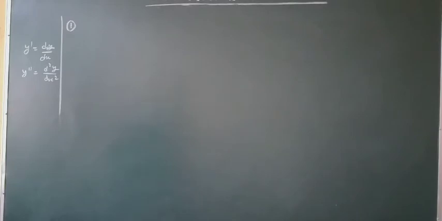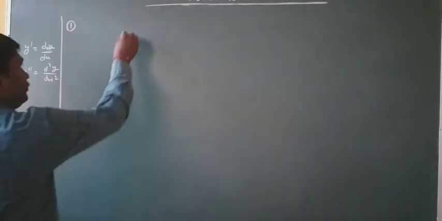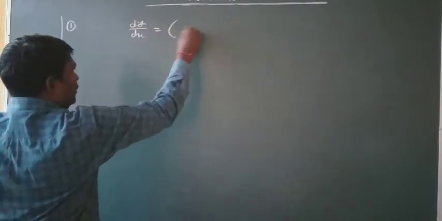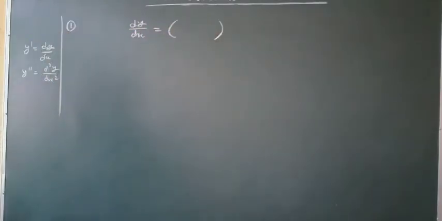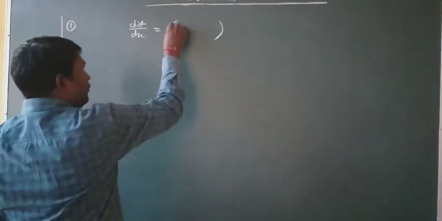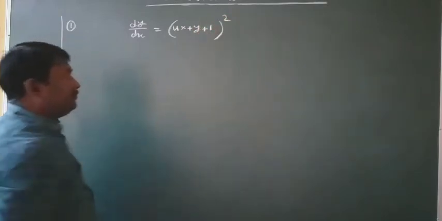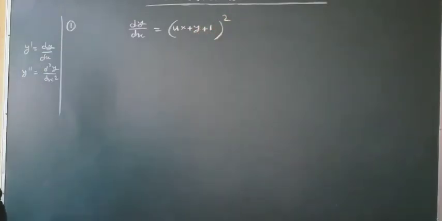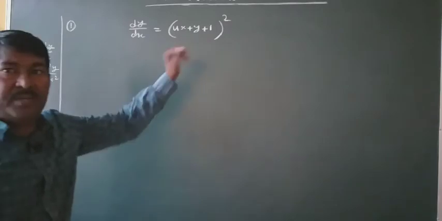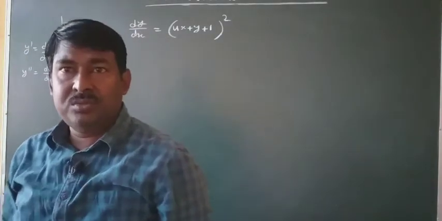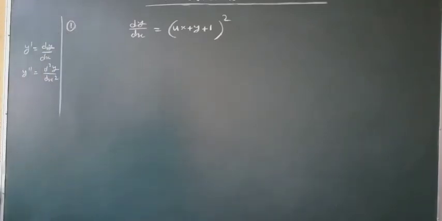dy by dx is equal to, in bracket, 4x plus y plus 1, whole square. Now see, if you try to separate the variables, x along with x and y along with y, can you do it here? Think.